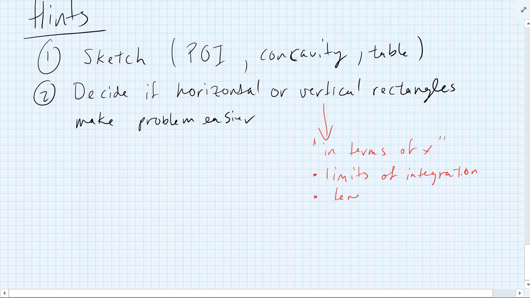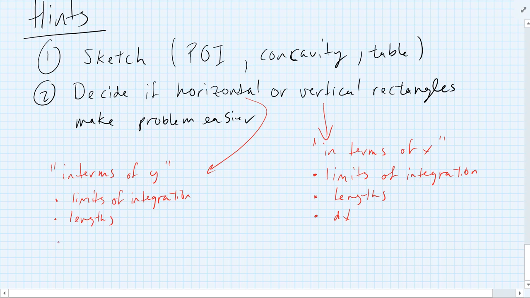And the lengths, and it's dx, right? If I do horizontal cross sections, it's in terms of y, which means you've solved for x and everything's in terms of y. That means the limits of integration, they're in terms of y, my lengths are in terms of y, and now I'm integrating with respect to y. And once you do that, it makes it a lot easier.